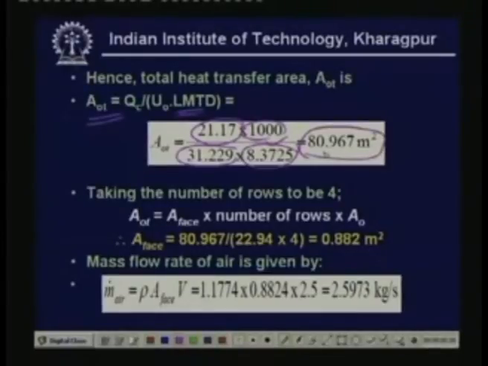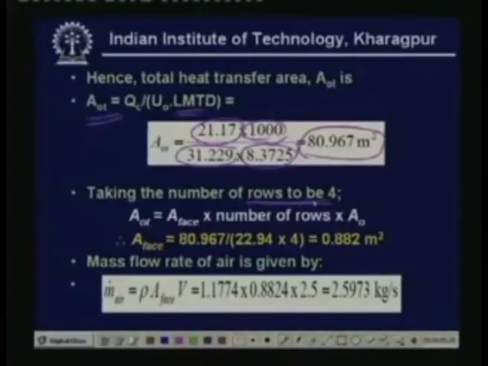Okay. So this is the total area, and remember that this can have many rows, right. So total area means total area of the condenser, that means area of all the rows. And so far nothing has been mentioned about the rows. In the last class I have mentioned that the number of rows can vary anywhere between 2 to 8. Since this is not a very large capacity system, it is a 5-ton capacity system, let us take the number of rows to be 4. Okay. So I am assuming the number of rows to be 4.